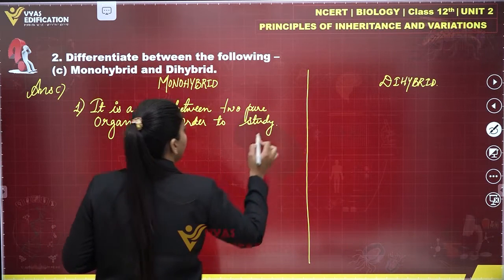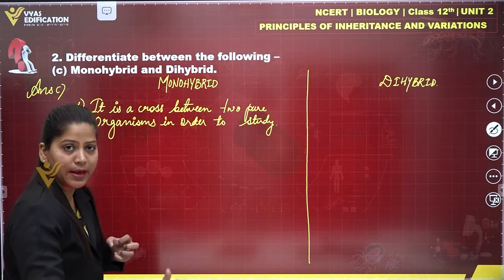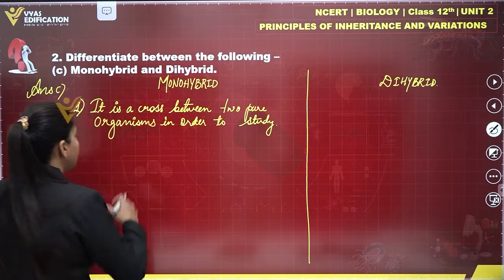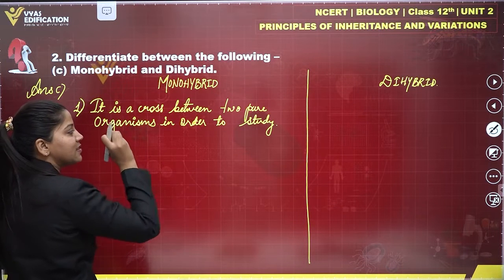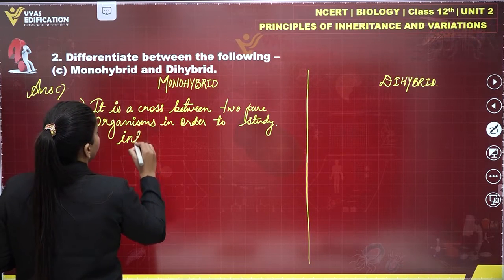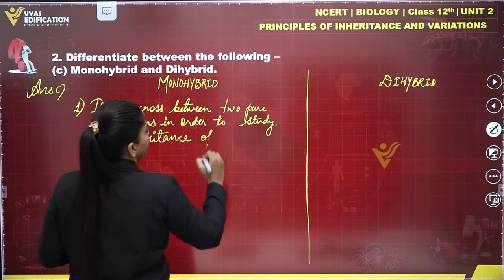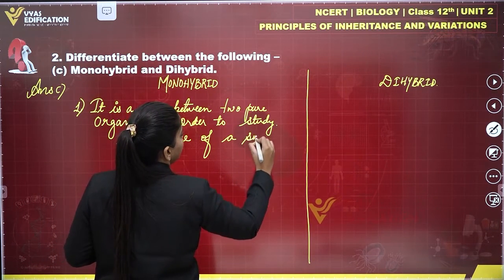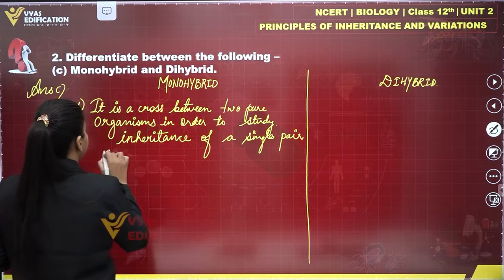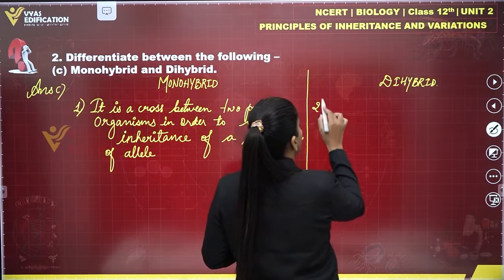Why do we do this experiment? To study the inheritance of genes, in order to study the inheritance of alleles for a trait. We want to see how a trait is passing from parent to offspring generation. So monohybrid is a cross concerned with the study of inheritance of only a single pair of alleles.